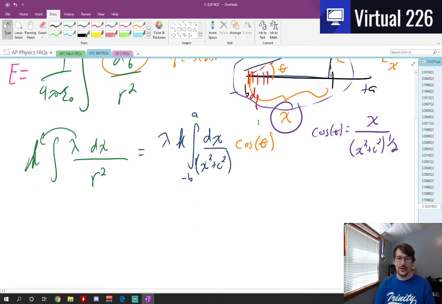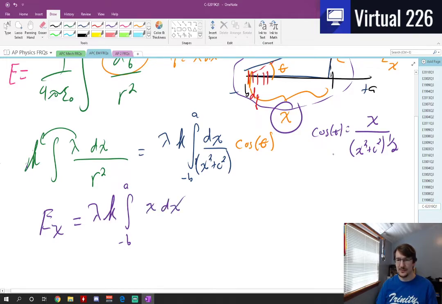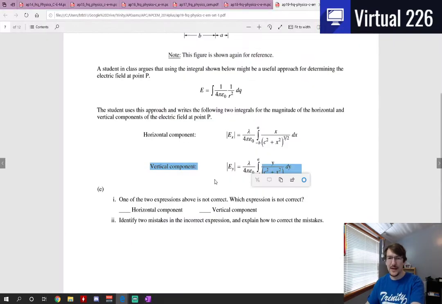So now when we put this back in, we can say that E in the x direction, the horizontal component, is equal to lambda k, the 1/4 pi epsilon naught, integral from minus b to positive a. Now what we have is x dx, because here is an x and then there's our dx, over x squared plus c squared to the first power, which is the same as the 2/2 power, times x squared plus c squared to the 1/2. So we're going to get x squared plus c squared to the 3/2 power, which is what we have here in the horizontal component. So the horizontal component is good.